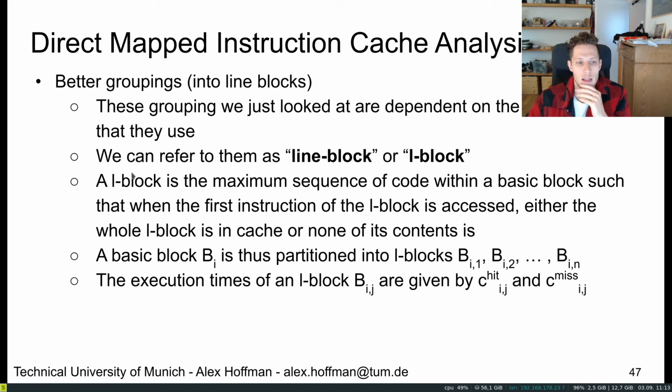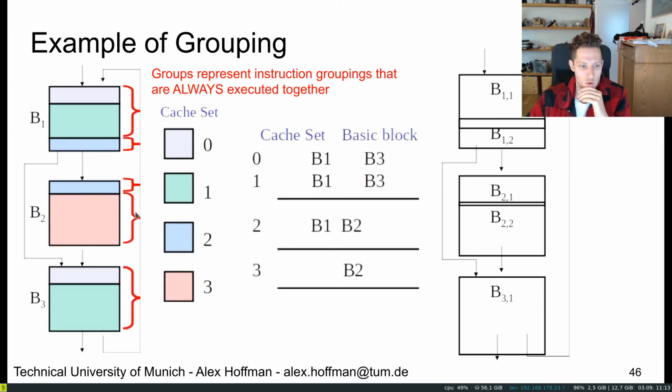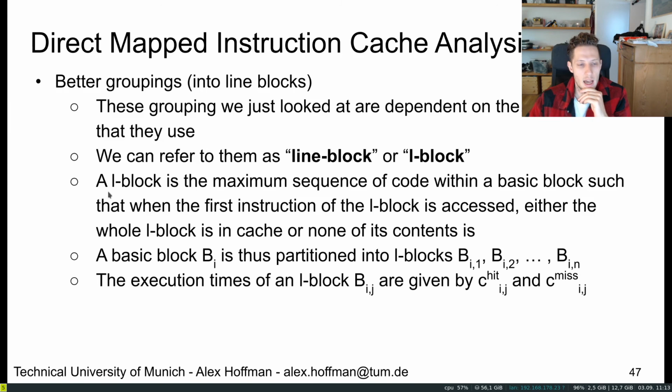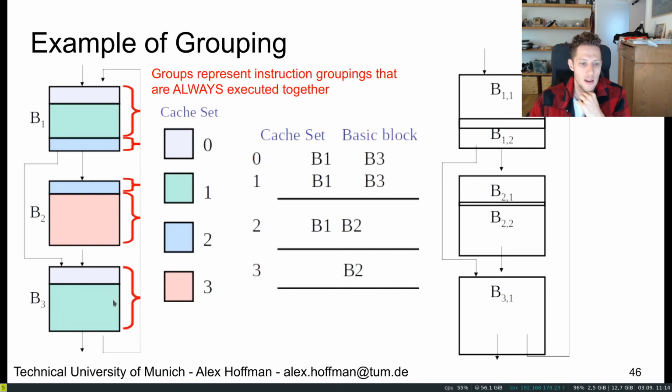And so this line here refers to exactly what this grouping is, right? So an L block is the maximum sequence of code within a basic block, such that when the first instruction of the L block is accessed, either the whole L block is in cache or none of its content is, which we can see here. If we run this line and we get a hit, then the whole thing will be in cache, because we know that there is no way that someone has just executed this green block, because it doesn't exist by itself in our graph, in our flow.